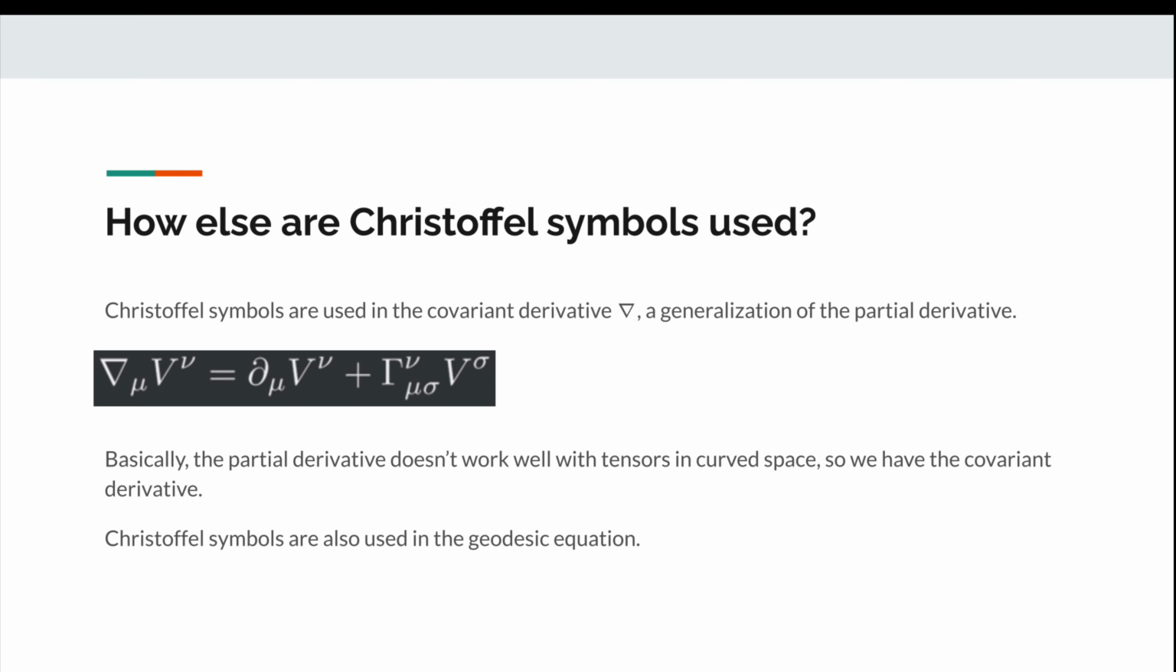How else are Christoffel symbols used? Christoffel symbols are used in the covariant derivative, which is denoted by that upside down triangle called nabla. And that covariant derivative is just a generalization of the partial derivative. As you can see in that definition, the covariant derivative of a vector is just going to be the partial derivative of the vector plus the Christoffel symbol term. The reason for this is that the partial derivative doesn't work well with tensors in curved space, so we have the covariant derivative. And Christoffel symbols are also used in the geodesic equation.